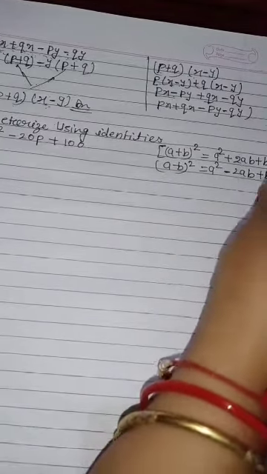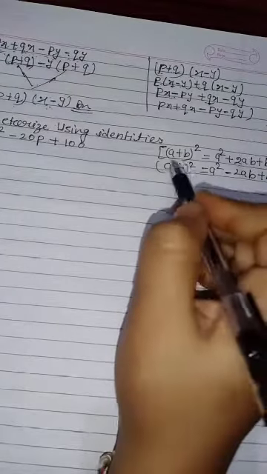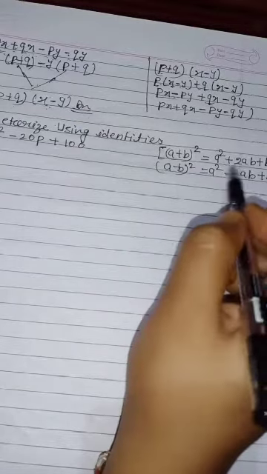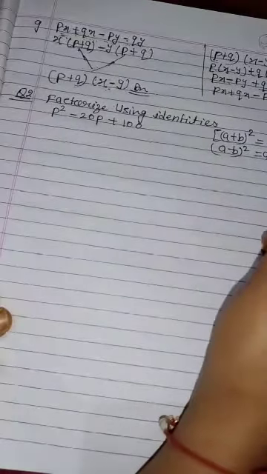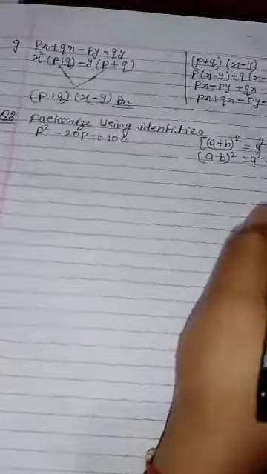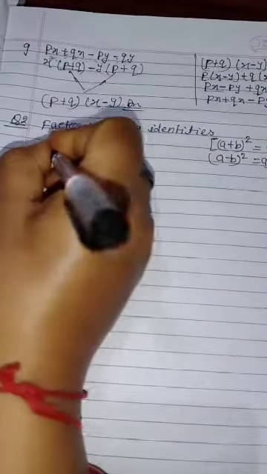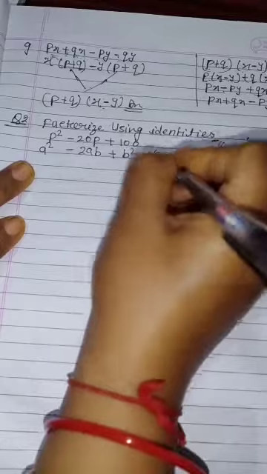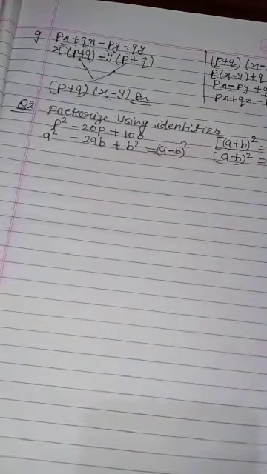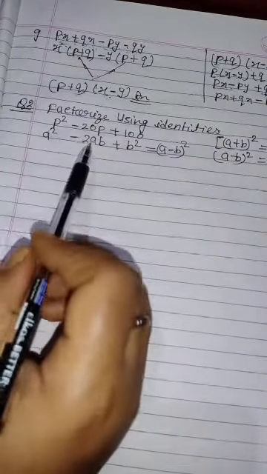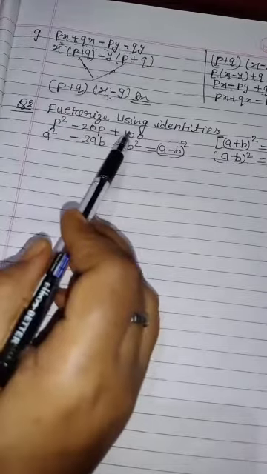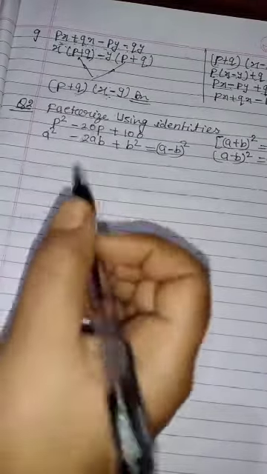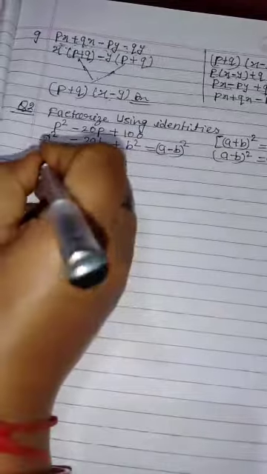Okay beta, at that time we were applying from this side and we are getting this one. This time the question is given from this side. If you see, it is looking like a square minus 2ab plus b square, which is equal to a minus b whole square. A means p, you can write it as p square.